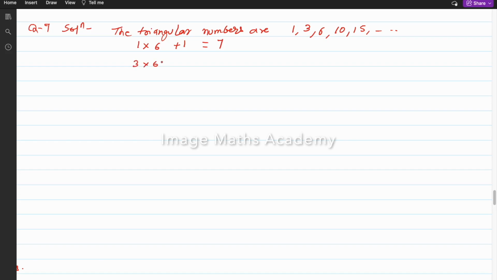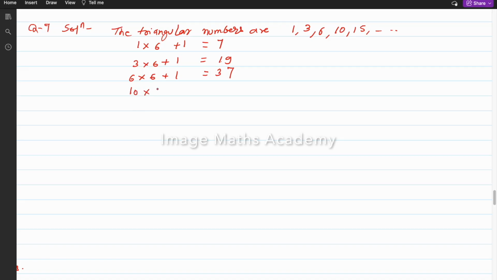Question number 7. Solution. The triangular numbers are 1, 3, 6, 10, 15 and so on. Now we have to multiply this by 6 and then we have to add 1. So 1 multiplied by 6 plus 1 which is equal to 7. Now 3 multiplied by 6 is 18, 18 plus 1 is 19. Then 6 multiplied by 6 plus 1. So 6 multiplied by 6 is 36, plus 1 is 37.